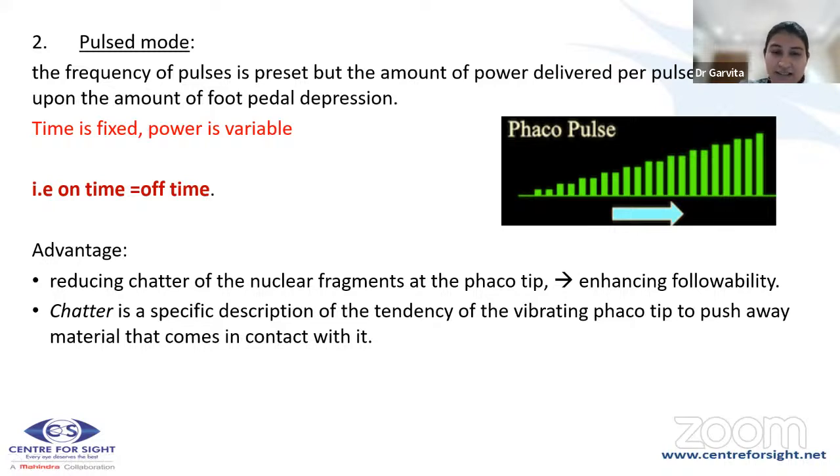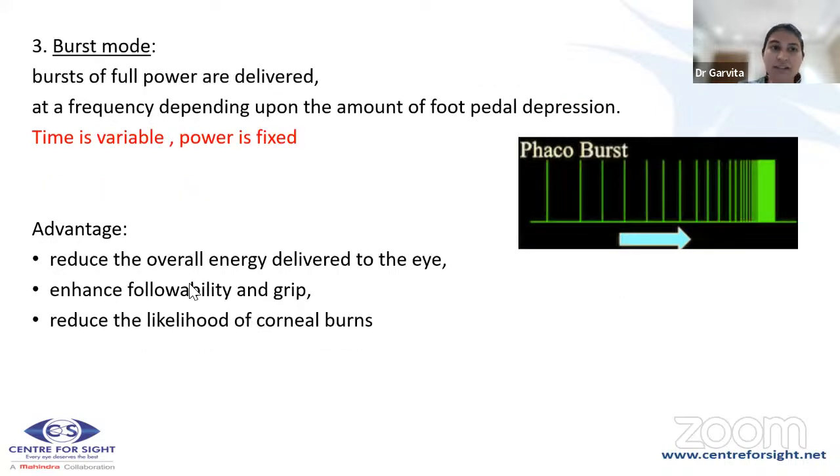What is chatter? Chatter is a specific description of the tendency of the vibrating phaco tip to push away material that it comes in contact with. Since the phaco tip is vibrating, it repulses away the nuclear fragments. This constitutes chatter. Third is the burst mode. Bursts of full power are delivered, which is, as we can see in the diagram, full power is being delivered. However, the frequency depends on the foot pedal depression. That is, power is fixed here, but the time is variable. The advantage is it reduces the overall energy delivered to the eye. It enhances followability and grip and reduces the likelihood of corneal burns.